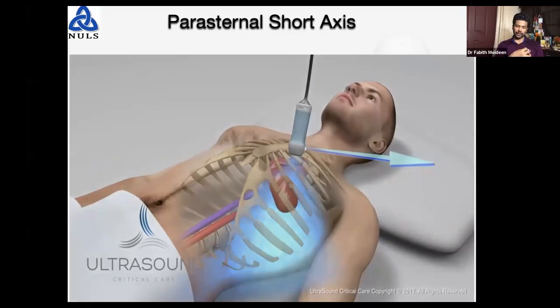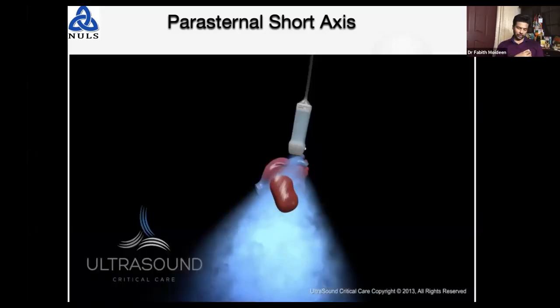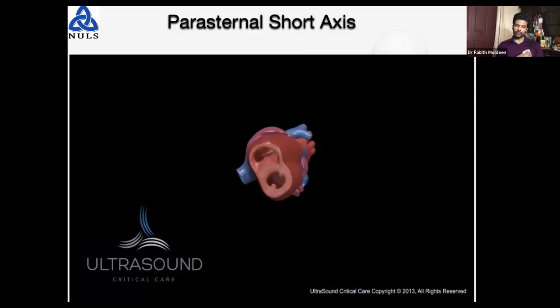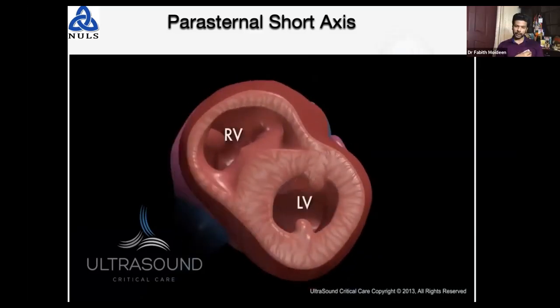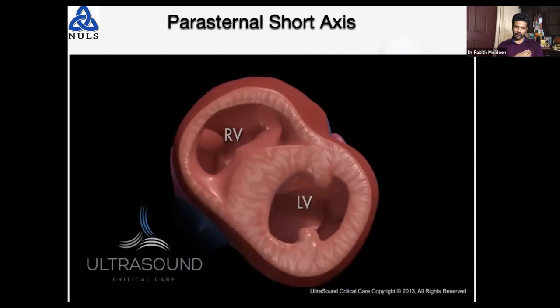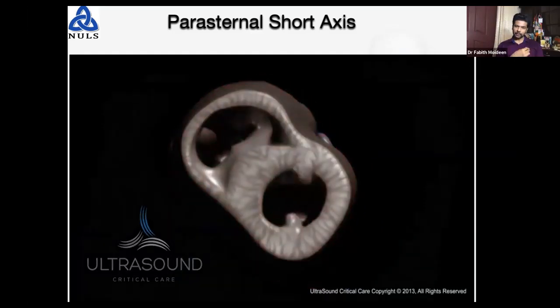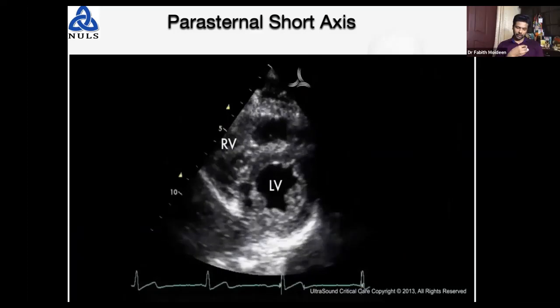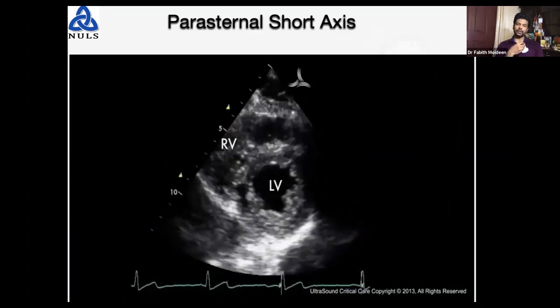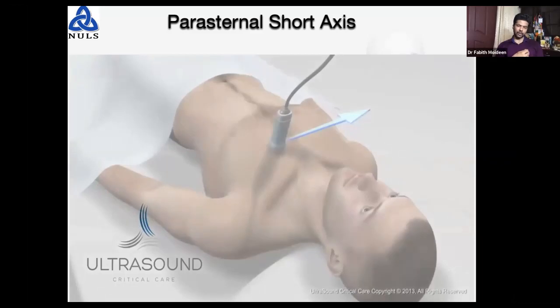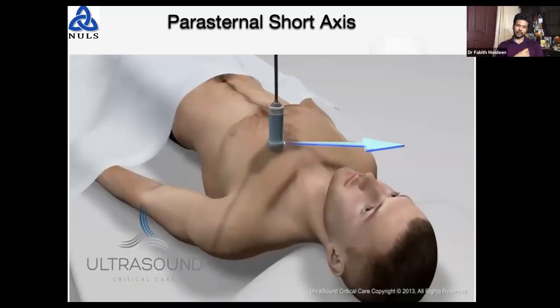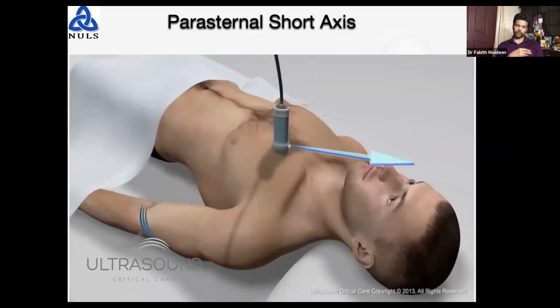And then you have 3 views here. In short axis, you have the top view, where you can see the pulmonary trunk and aortic valve. And then slightly below, you will see the mitral valve. A little more down, you will see the papillary muscles and the apex. So your movement is parasternal long axis, 90 degree turn. You will see the pointer towards the left shoulder.